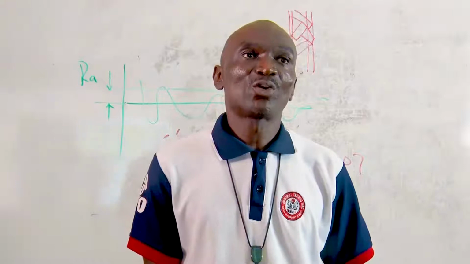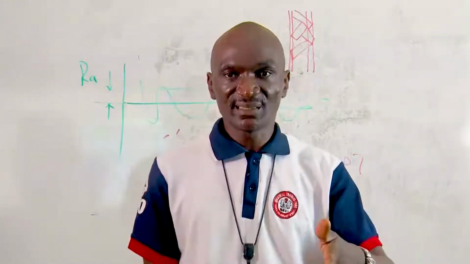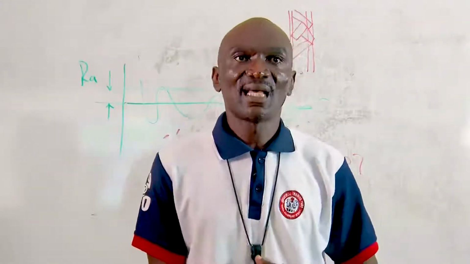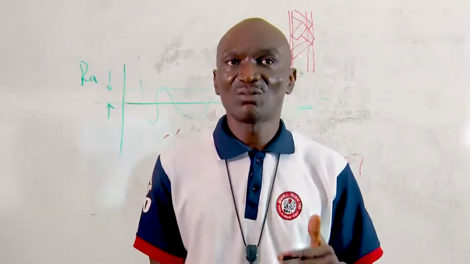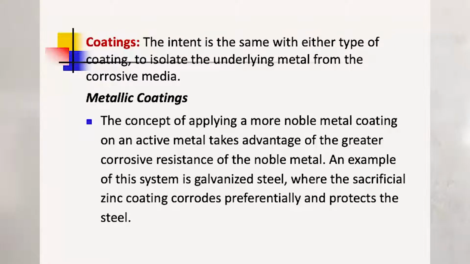The next method of corrosion control is the use of coatings. Now, the intent is the same with either type of coating. You want to isolate the underlying metal from the corrosive media. The coating serves as a barrier. It separates the corrosive media from the metal, so that they don't come into contact. And if they come into contact, you know that the reaction that produces corrosion will be fast forwarded. You want to separate them so that they don't make any form of contact at all.